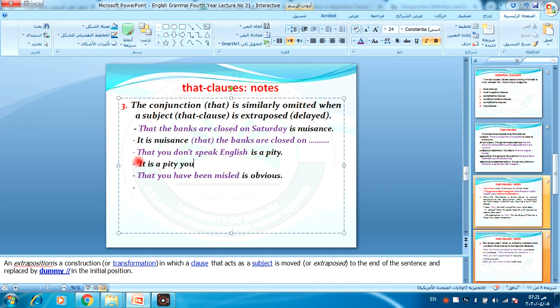It is a pity you don't speak English. Okay, it's a pity you don't speak English. Of course, here I deleted the conjunction that, and I can also keep it. So the deletion of the that conjunction is optional. You can keep it or you can delete it. So I can say, it is a pity you don't speak English, or it's a pity that you don't speak English.